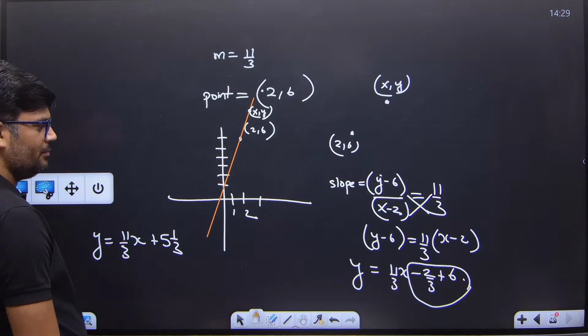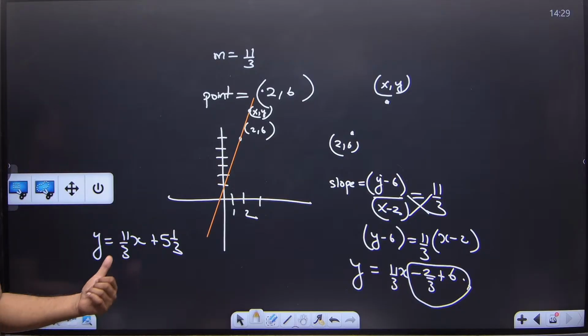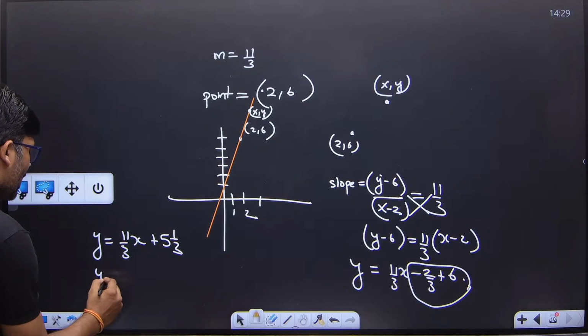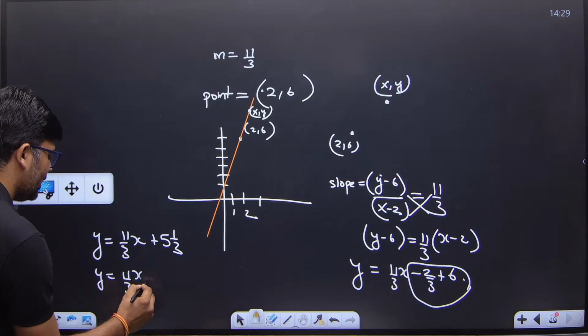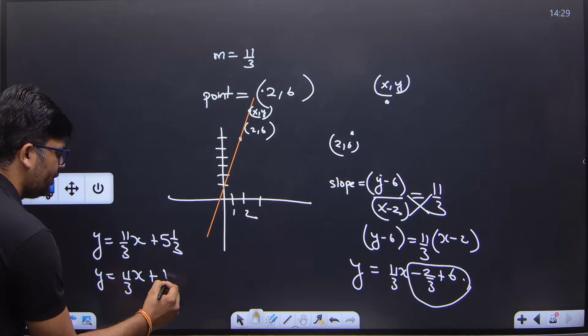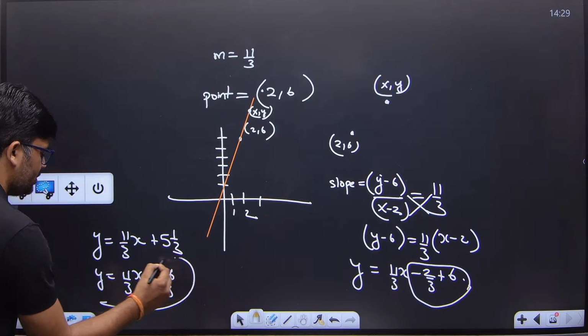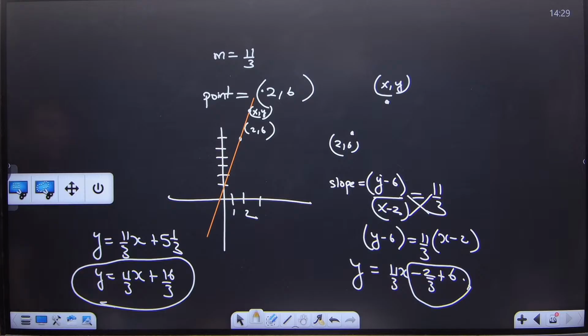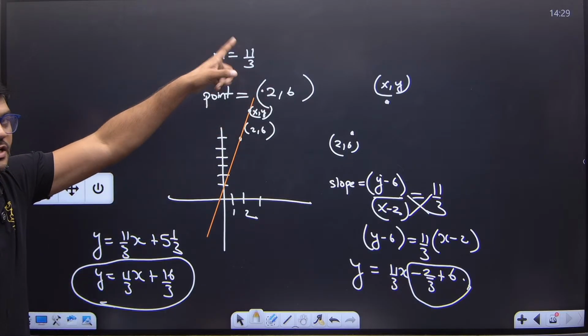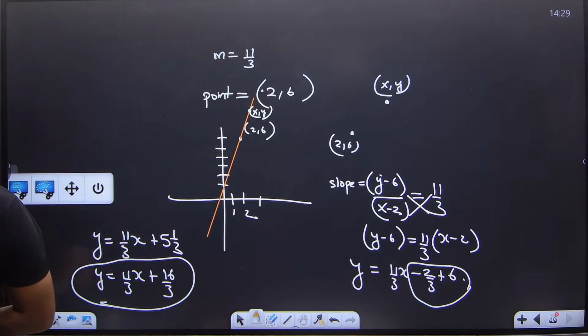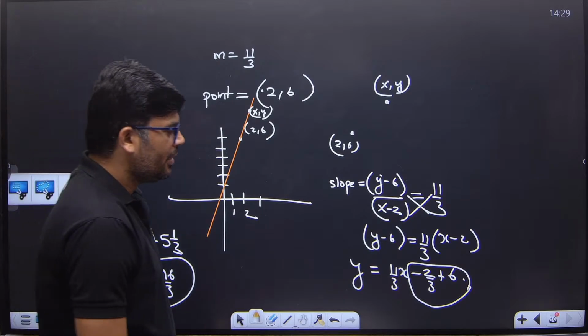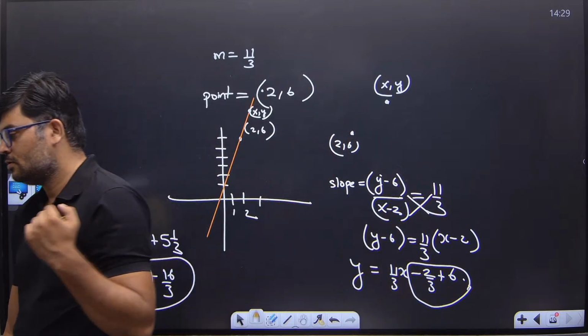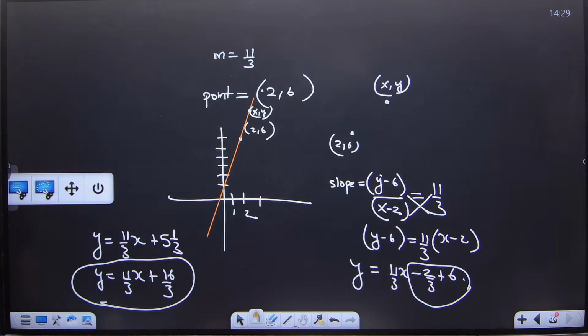Are you getting it? Or you can say y is equal to 11 by 3x plus, 3 5s are 15, 16 by 3. This is your equation of a straight line passing through a point given a slope. Understood? Okay. Are you getting it? Please note it down. Can I also write it as 3y is equal to 11x plus 16?